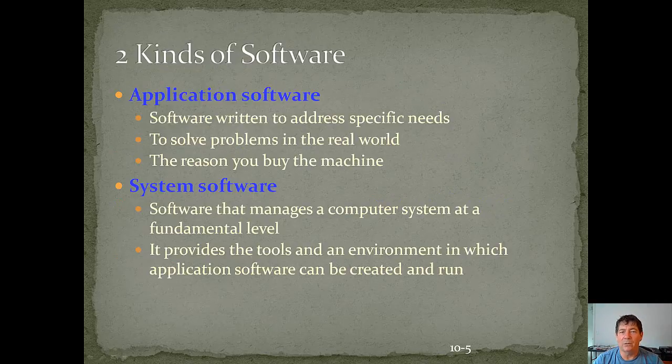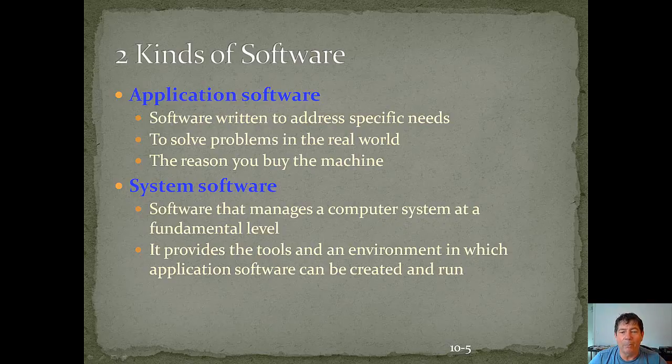So there are two kinds of software, and you should be aware of application software. This is software that's written to address specific needs. Examples of this are going to be Microsoft Word, Internet Explorer, and so forth. They solve problems in the real world. This is why you bought your machine.